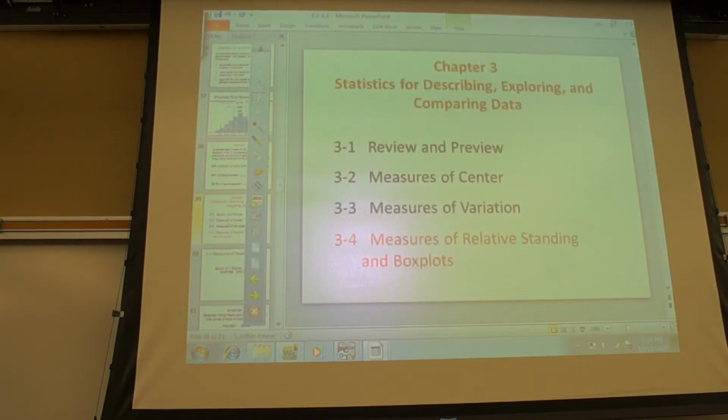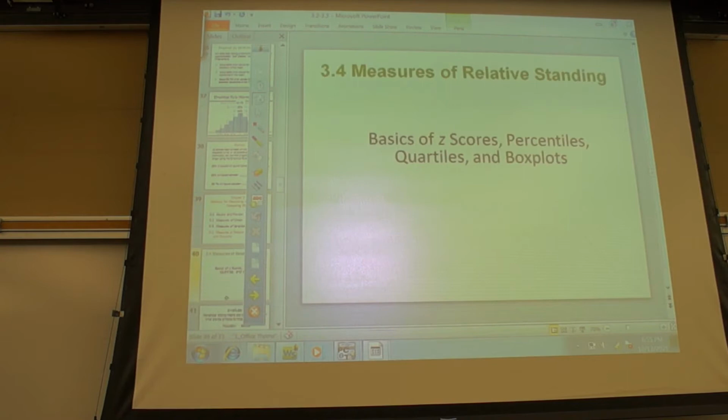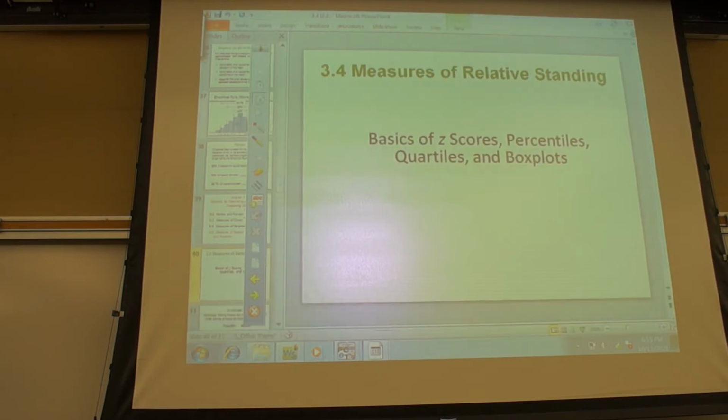All right, we are done with that handout. Now we're moving on to the next handout. There's the relative standing and box plots. Okay. We're going to look at z-scores and percentiles today and quartiles.